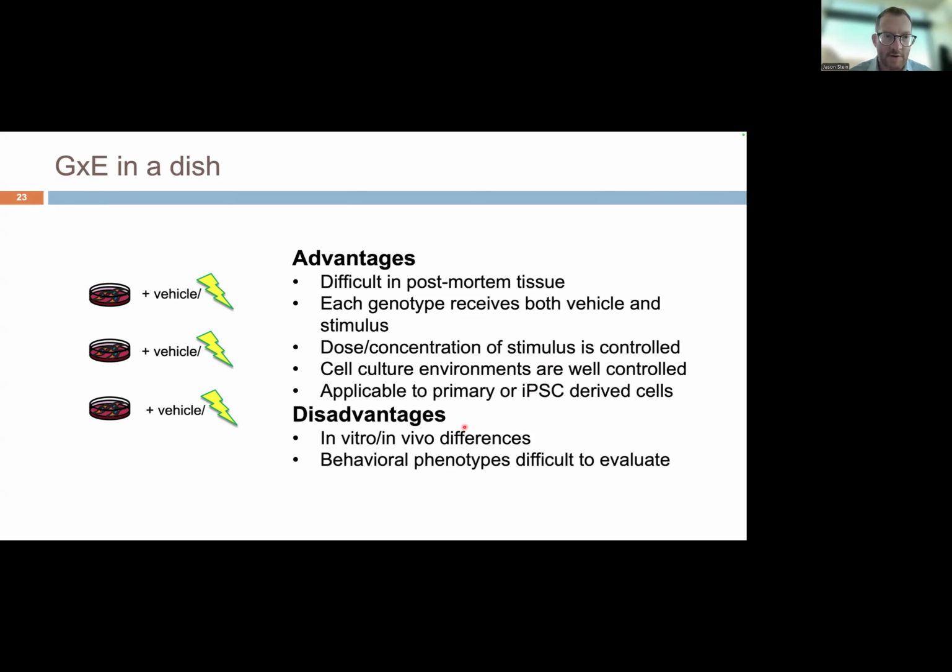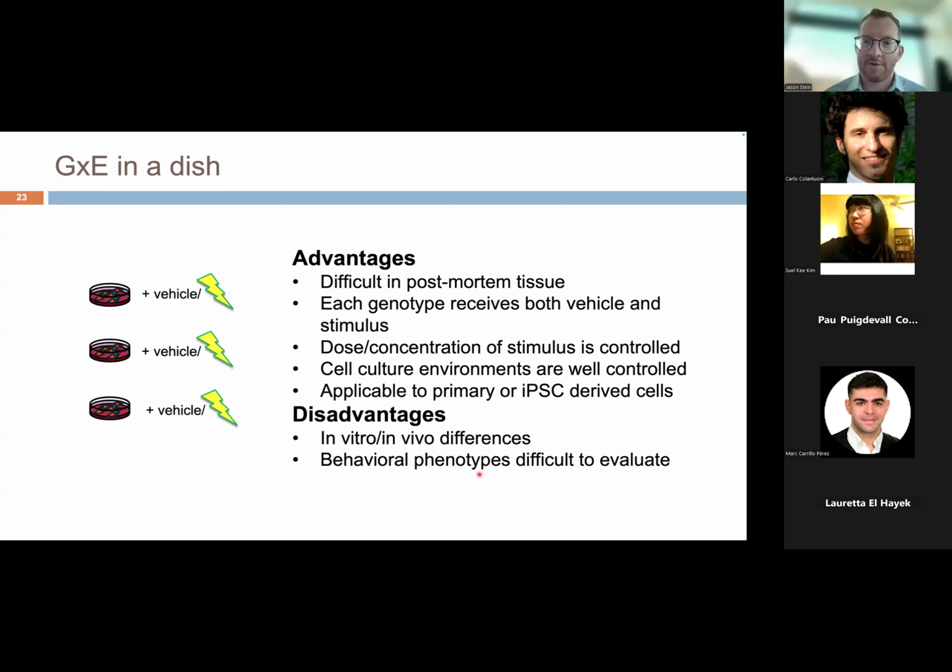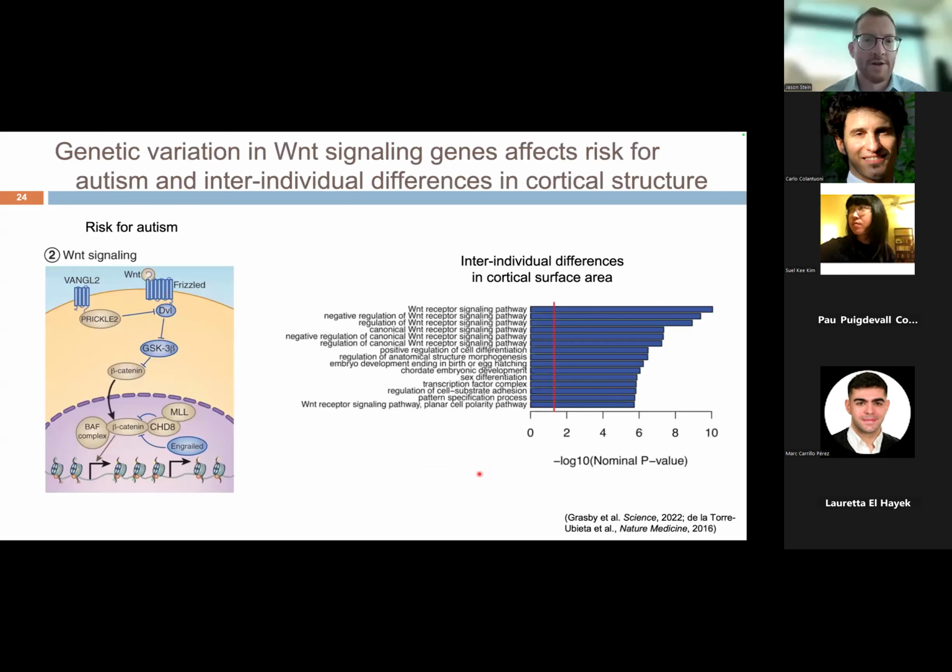Of course, there are disadvantages to our G by E in a dish approach as compared to using postmortem tissue, for example, in vitro and in vivo differences. And of course, we're using mainly cellular or molecular phenotypes because behavioral phenotypes, which are the ones we really care about, are difficult to evaluate in a dish.